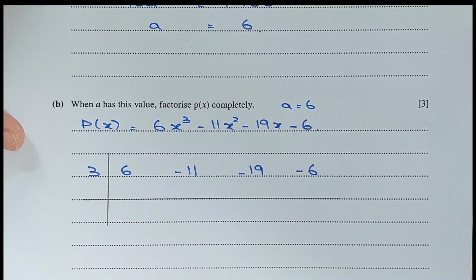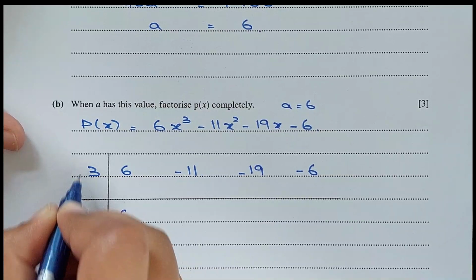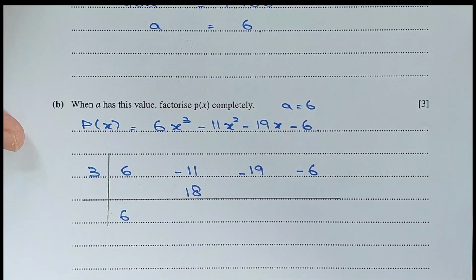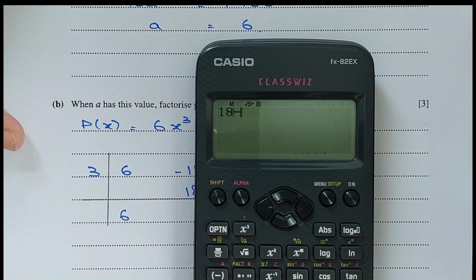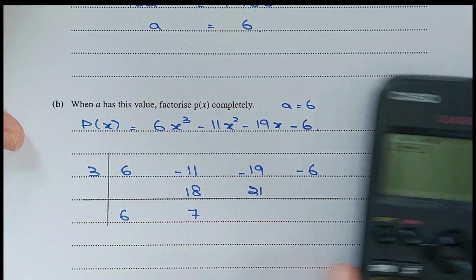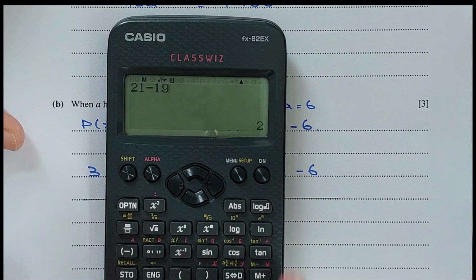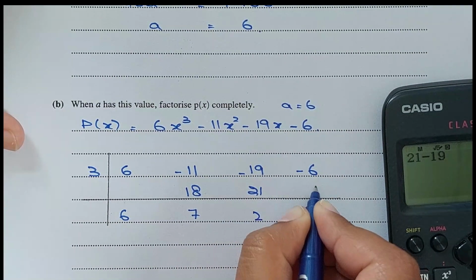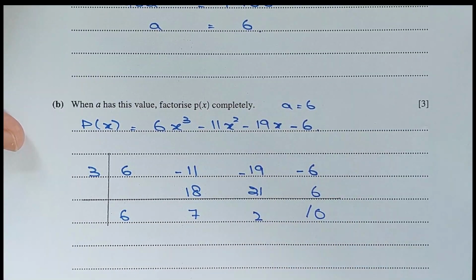So 3, bring the 6 down, 3 times 6 is 18, and 18 minus 11 is 7, 3 times 7 is 21, 21 minus 19 is 2, and 3 times 2 is 6, which is 0 when we add them up.